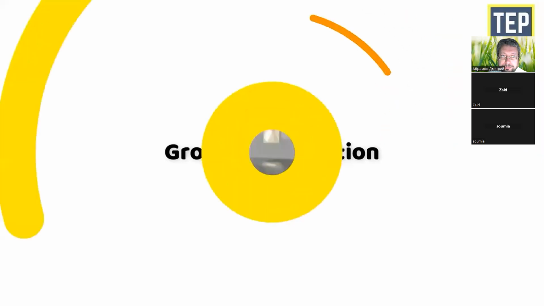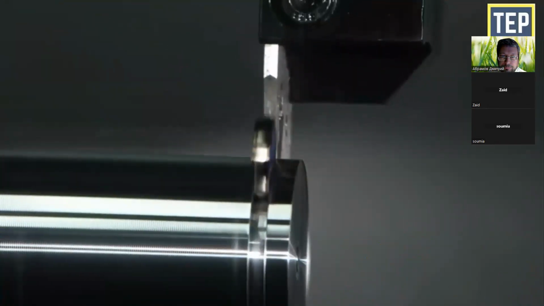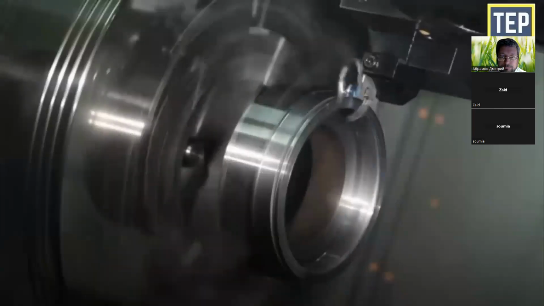Grooving operation. It is the process of reducing the diameter of a workpiece over a very narrow surface. It is done by a grooving tool. A grooving tool is similar to the parting off tool. It is often done at the end of a thread or adjacent to a shoulder to leave a small margin.